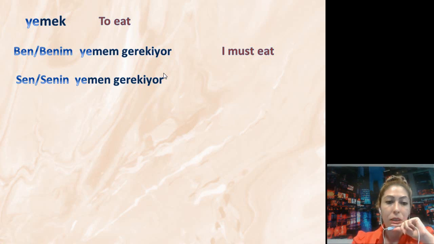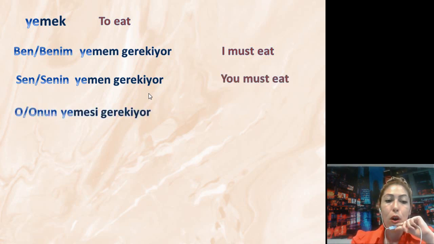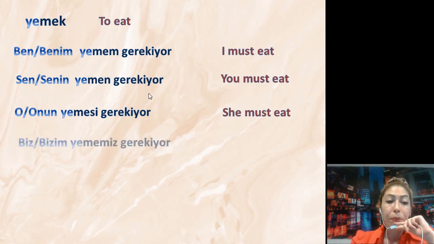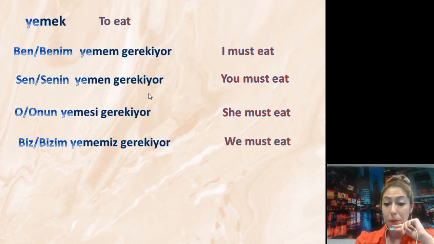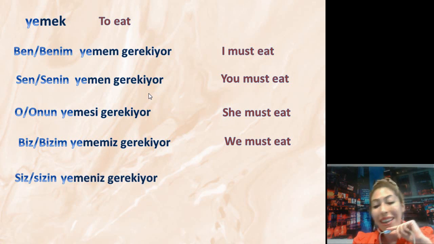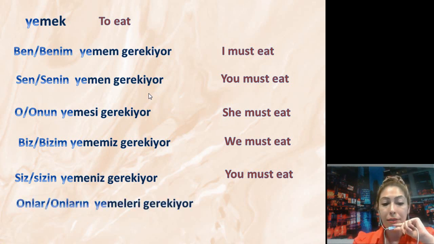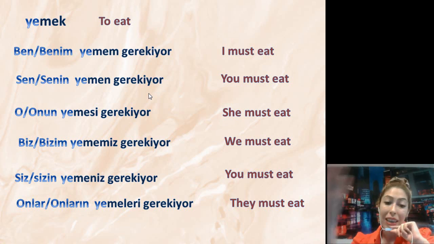Senin or senin yemen gerekiyor. Still, you can omit this part. You don't need it necessarily. Yemen gerekiyor means you must eat. O or onun yemesi gerekiyor means she must eat or he must eat, it must eat. Biz or bizim yememiz gerekiyor. Yememiz gerekiyor means we must eat. Siz or sizin yemeniz gerekiyor. Yemeniz gerekiyor means you must eat in plural form when your addressee is a plural group of people. Onların yemeleri gerekiyor. Yemeleri gerekiyor means they must eat. So yemem gerekiyor, yemen gerekiyor, yemesi gerekiyor, yememiz gerekiyor, yemeniz gerekiyor, yemeleri gerekiyor.